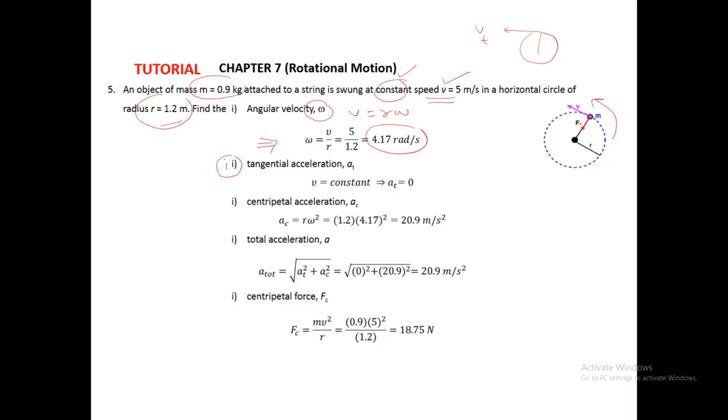Second part, tangential acceleration a sub t. You see, we have two relationships for tangential acceleration. Now, since we are given the tangential or linear velocity, it is constant. What does it mean? It means initial and final are the same, so you'll be getting 0. It is constant, right? Initial and final both 5, 5 minus 5, 0. So you get acceleration 0.